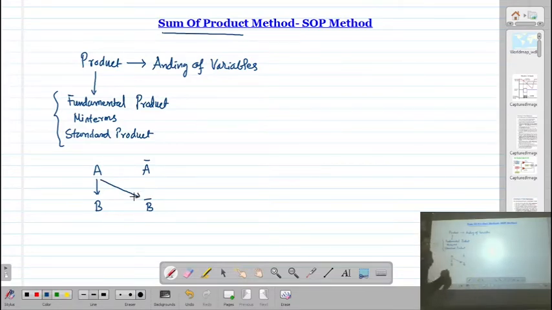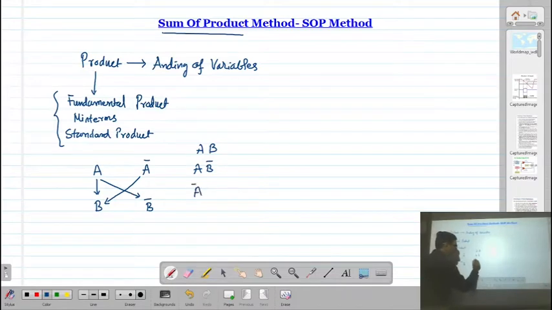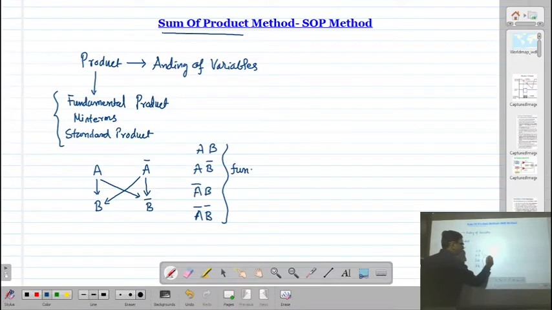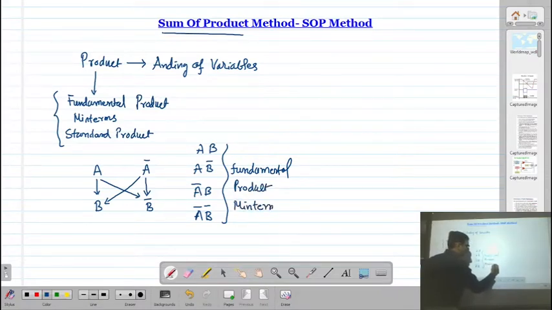The first AND will be A into B, then A is ANDed with B bar, so A B bar. Then the third combination, A bar is ANDed with B, so we have A bar B, and A bar is ANDed with B bar, so we have A bar B bar. You can see each is a kind of product: A B, A B bar, A bar B, A bar B bar. This is known as a fundamental product, or minterms.